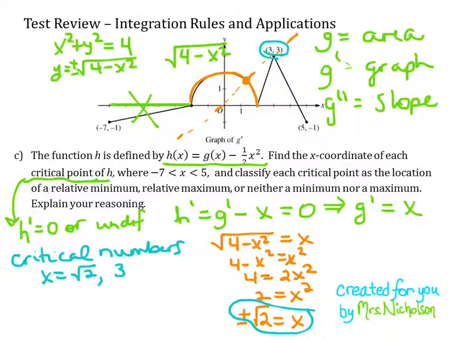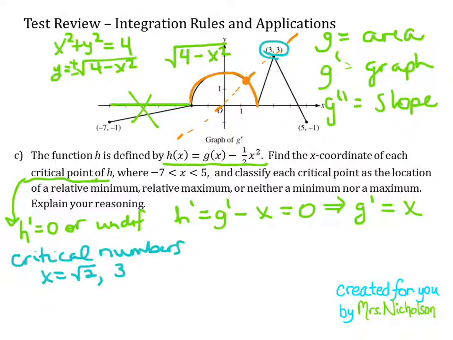So now they want us to identify whether they are a relative minimum, a relative maximum, or neither. So I'm going to erase my algebra here. And so usually the way that we do that is with a number line. Square root of 2 and 3. Now remember, I'm looking for if these are minimums or maximums on h. And my h derivative is g prime minus x.